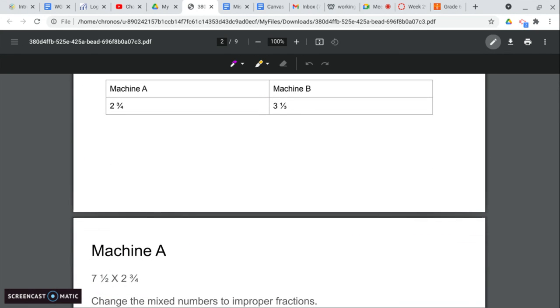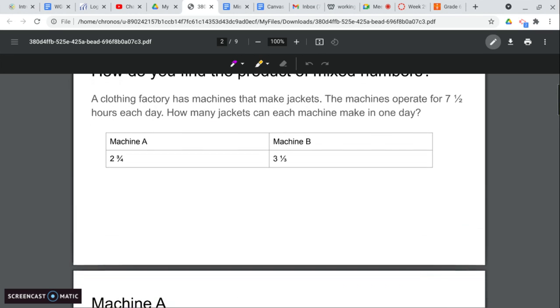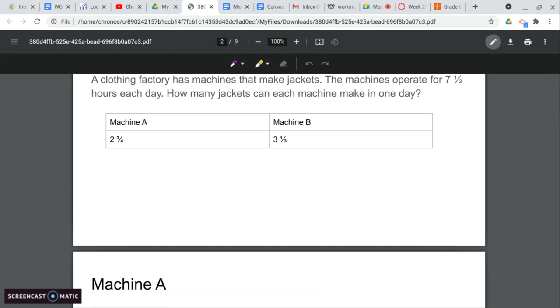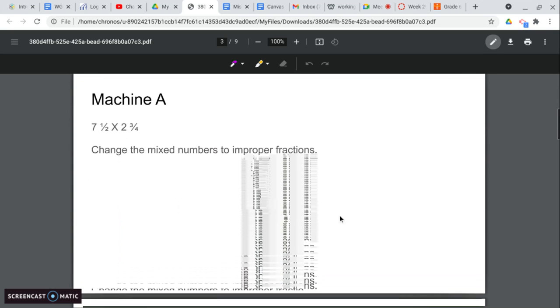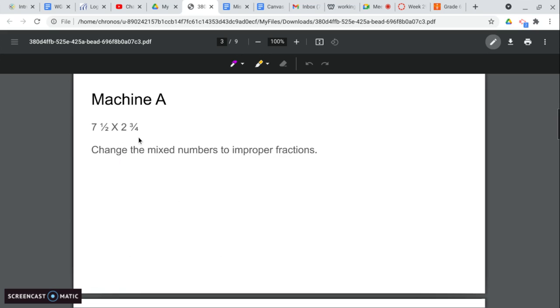So machine A can make 2 and 3/4 of a jacket, and machine B 3 and 1/3 an hour. So that's how much they make an hour. So for machine A, we're taking 7.5 times 2 and 3/4. We need to change these into improper fractions. Your keyword for this lesson is improper fractions. That's how we're going to multiply these.